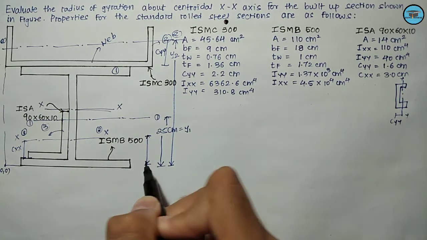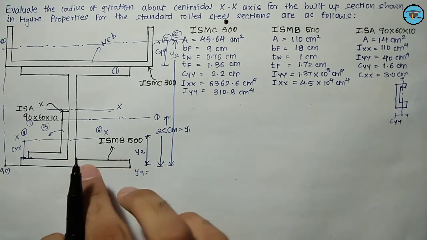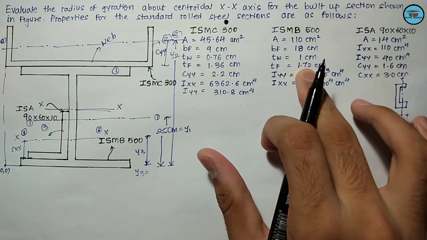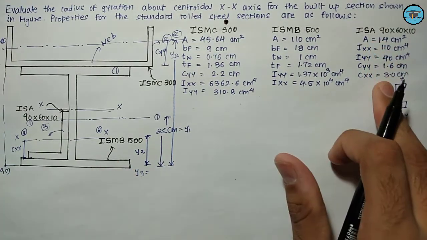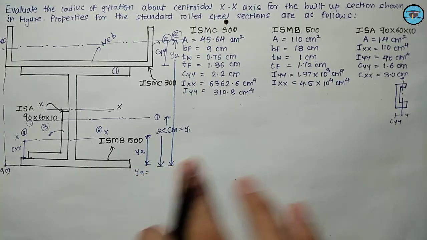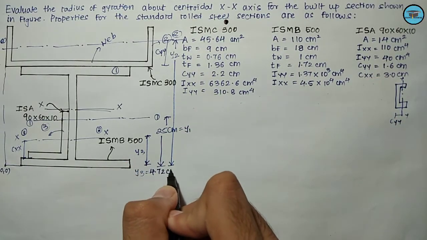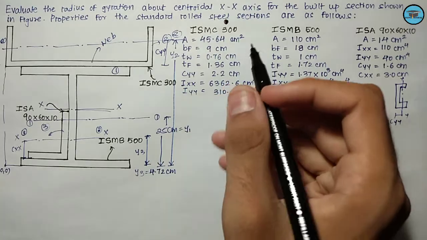So this will be y3, and the value of y3 can be given as the thickness of the flange. For the beam section, the thickness of the flange is 1.72 centimeter. So 1.72 plus cxx for the angle section, that is 3 centimeter. So y3 will be nothing but 4.72 centimeter. Okay. Now let us note all the values that we have determined.